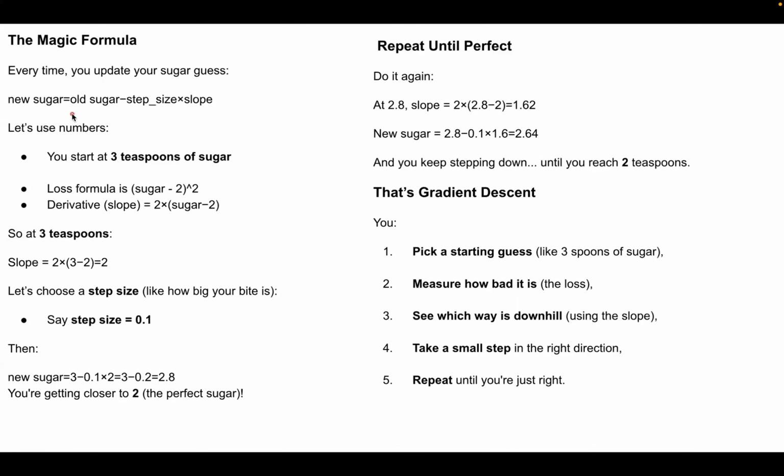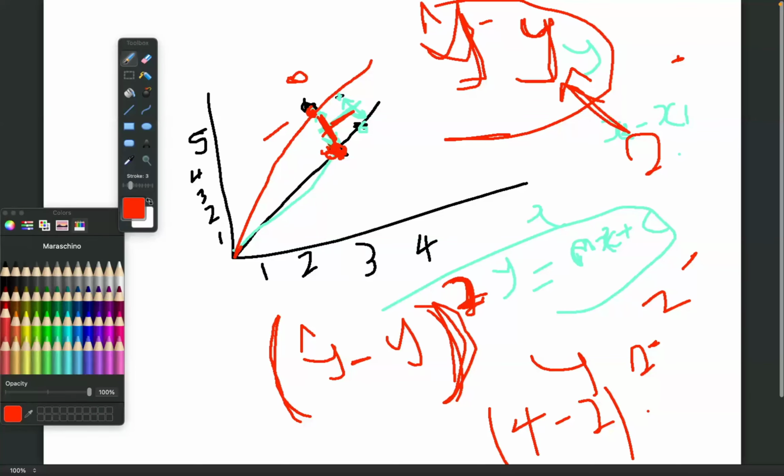Every time you update your sugar, just guess that the new sugar is equal to the old sugar minus the step size times the slope. Mind you, why did I tell you guys about the slope? The slope is just this simple thing here. The slope of a line is just this simple slope here. The difference between this guy. They want to plot this difference.